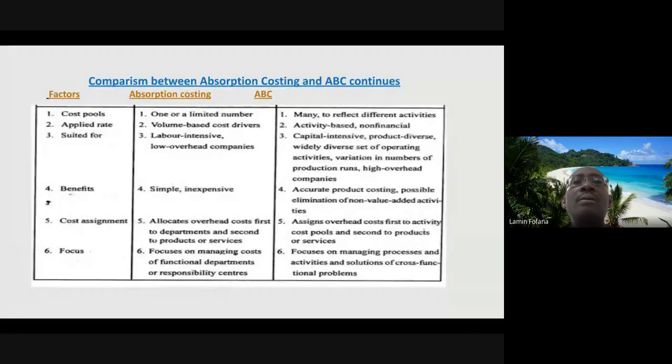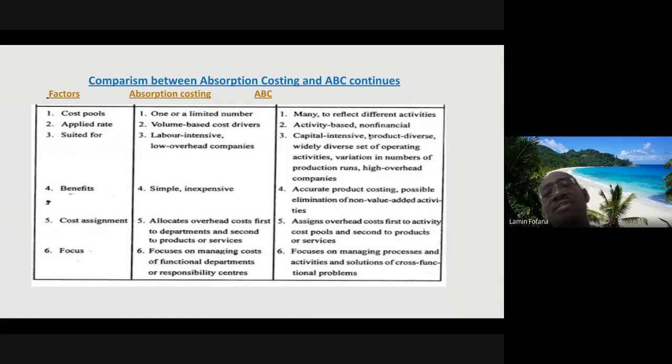Thank you. Right. So we're trying to compare absorption costing and ABC. It's a volume-based cost driver, okay? Like the number of units, the number of hours, so it's volume-based. Whilst the cost driver is activity-based, okay? So the cost driver rate, or the OAR, is volume-based for absorption costing, whilst for ABC, it is based on various activities, as we have seen.